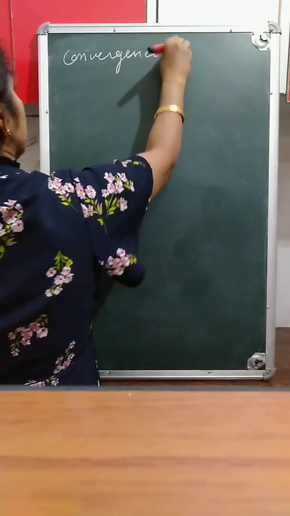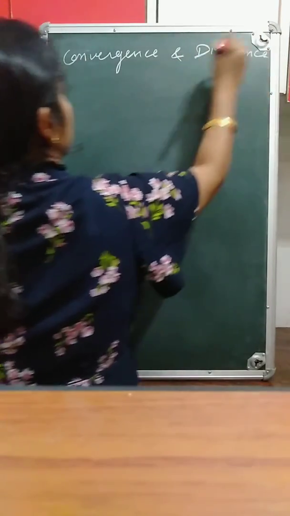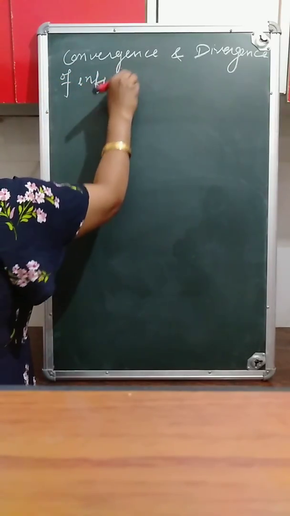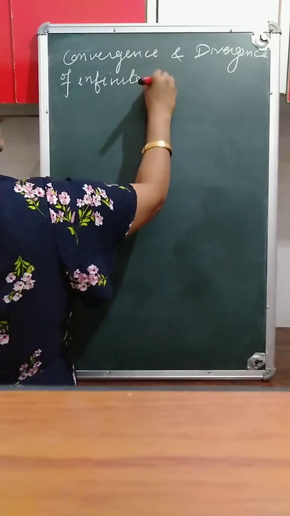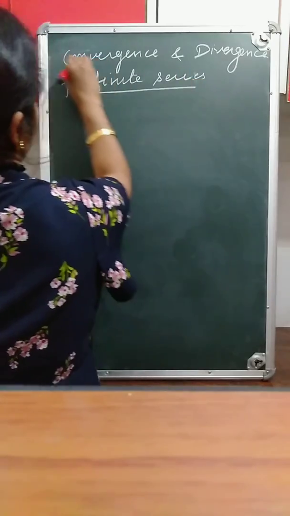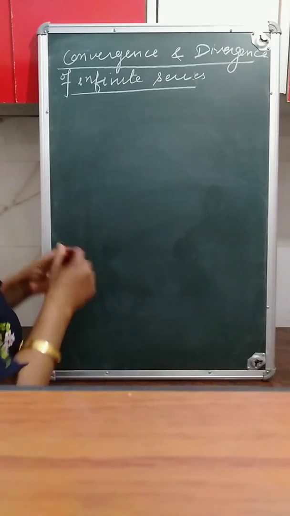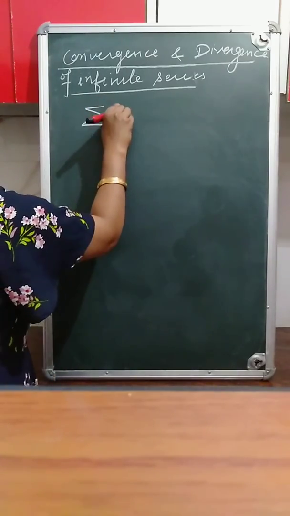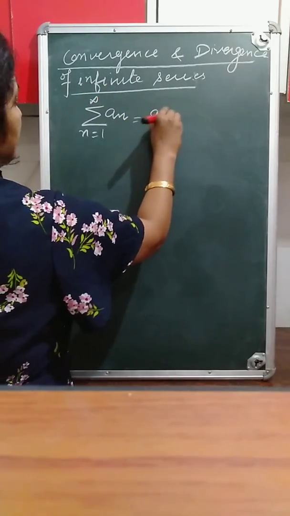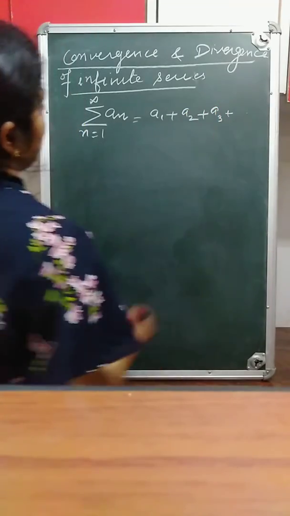Convergence and divergence of infinite series. Let us consider an infinite series summation a_n, n varies from 1 to infinity, which is equal to a1 plus a2 plus a3 and so on.